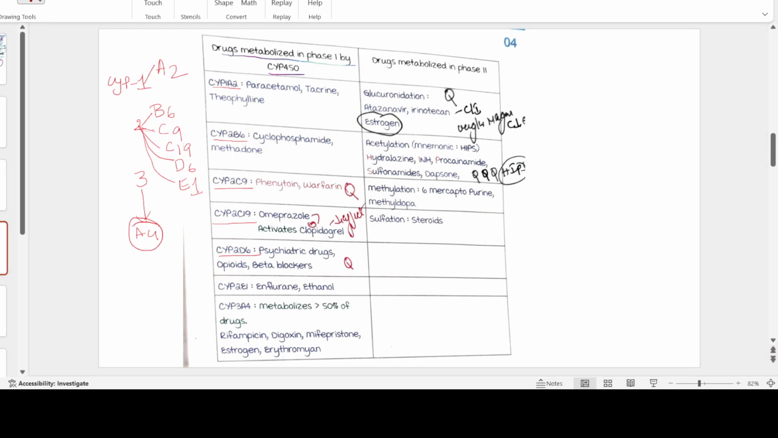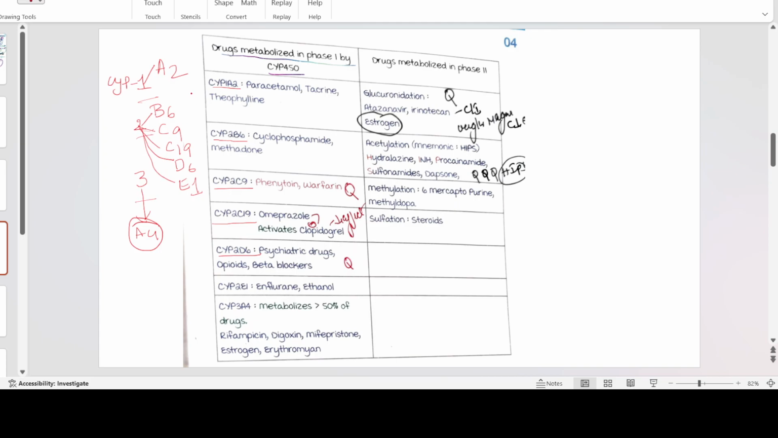Hi friends. Let us continue the session of a drug metabolized in phase 1 by CYP450. So I've already discussed the different types of CYP450, under family 1, family 2, and family 3.